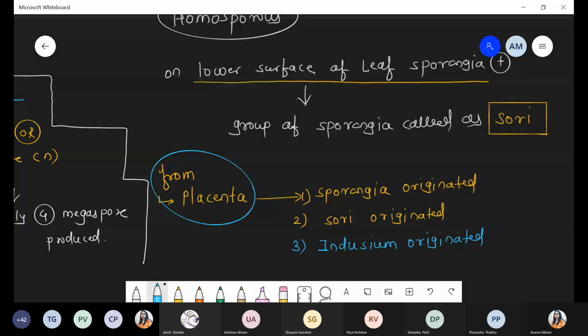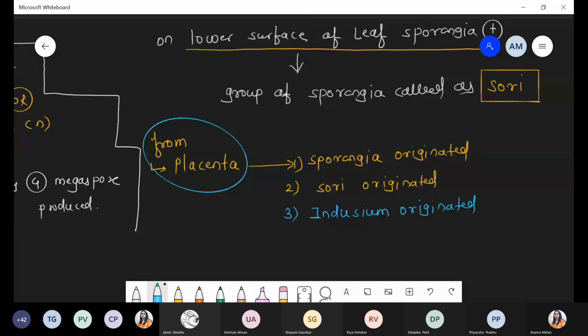So what is the indusium? Basically, it is one protective layer which protects the sori. Whatever we are talking about as sori, a group of sporangia, around that sori a protective layer is present, and that protective layer is called the indusium, and that indusium is also developed from the placenta. Clear this point?